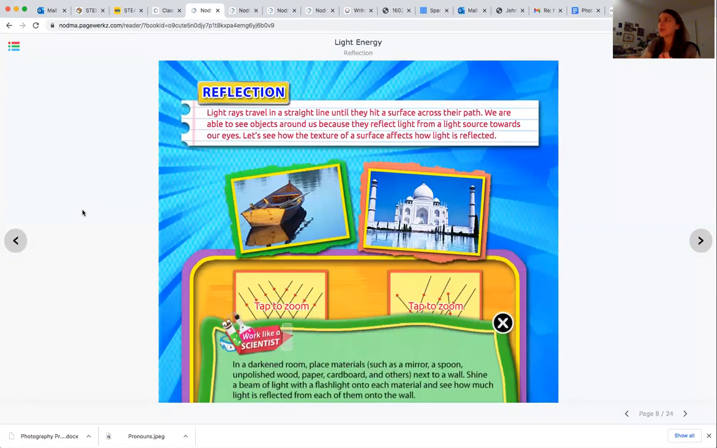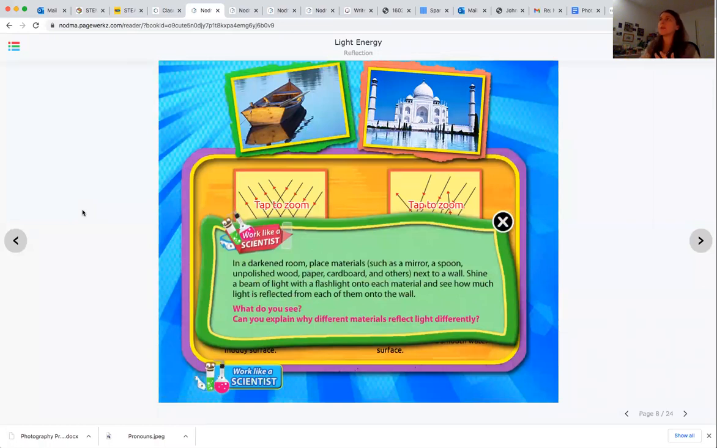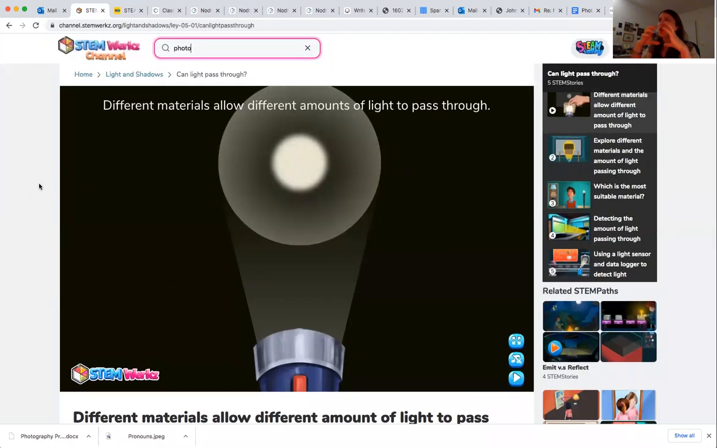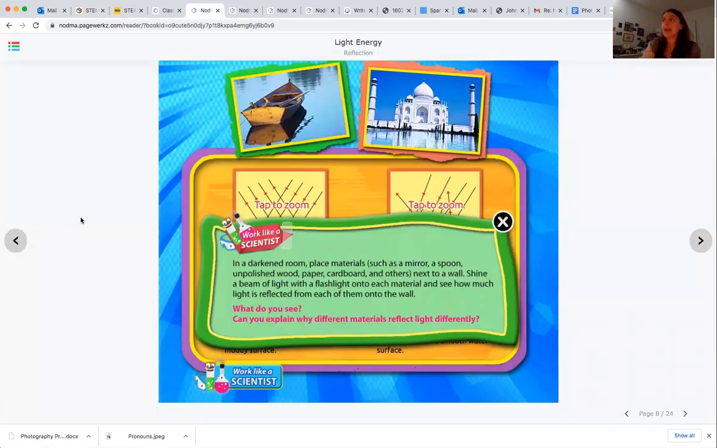So I would recommend that you do at least have a look at NODMA, just as an extra way to do those experiments, and then STEMWerkz is really to do the little short learning objects that are very good for giving the students a short idea of what the scientific concept can do, and then you take it and apply that within a project. And if you need help with what the project could be, then NODMA is full of ideas and examples of those kinds of interactive projects in class.